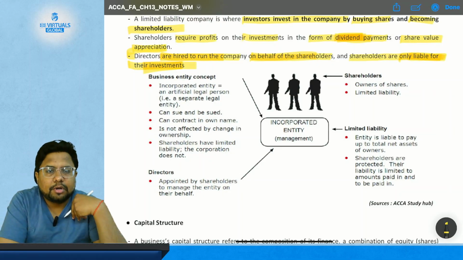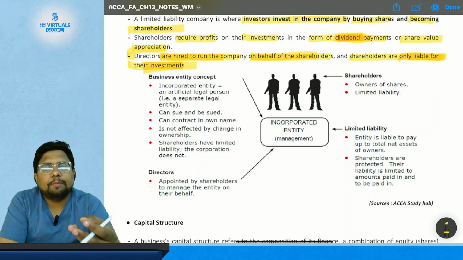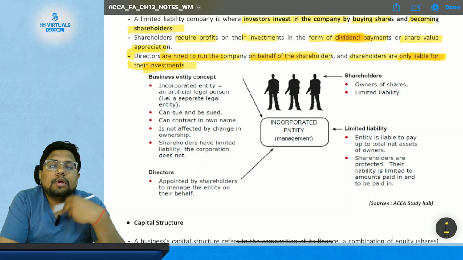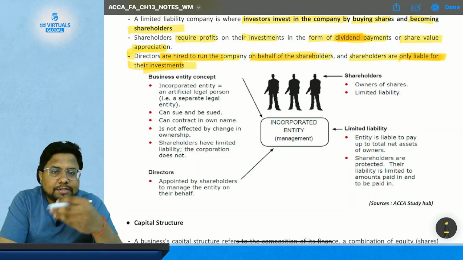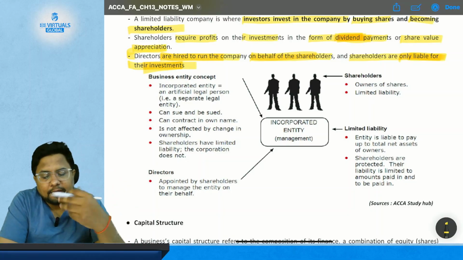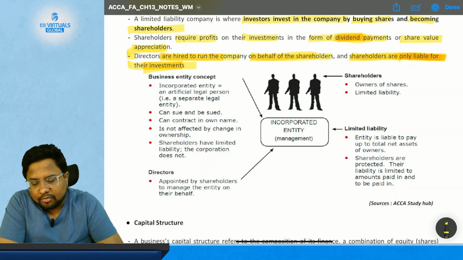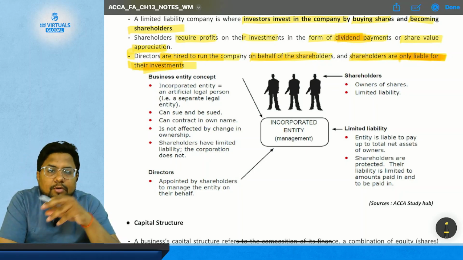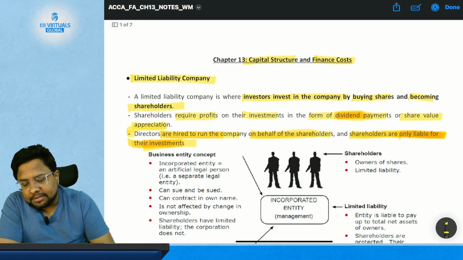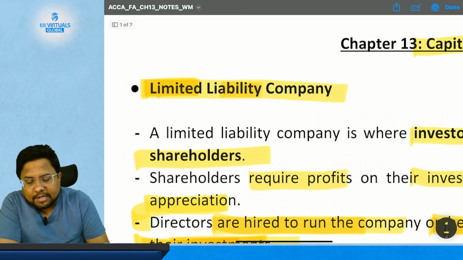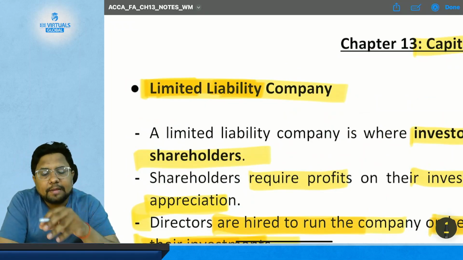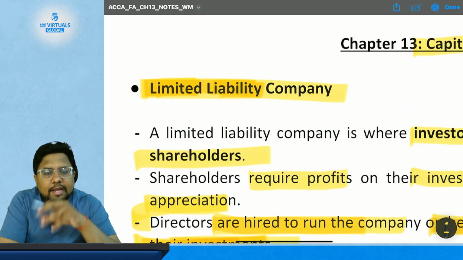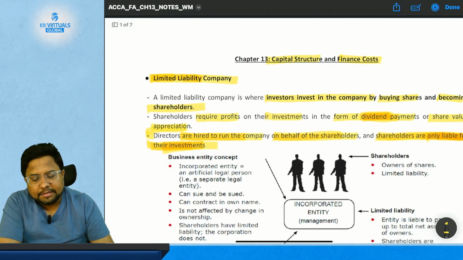Suppose I am a shareholder and I have only deposited $10 in the company. Whatever the worst situation that happens to the company, I am only liable for that $10 and not a single dollar else. So this is the highest liability that I can have. Hence, this is known as a limited liability company, because the liabilities of the shareholders are limited.